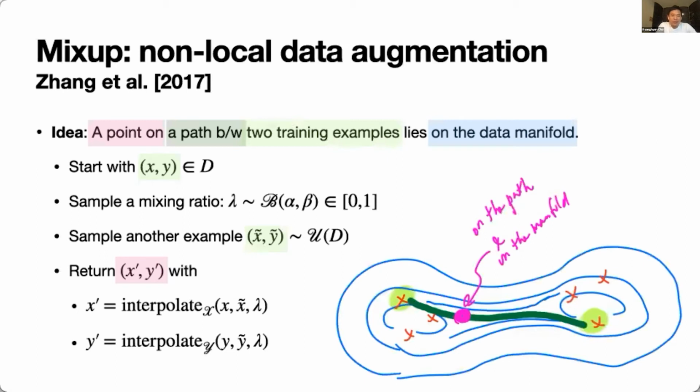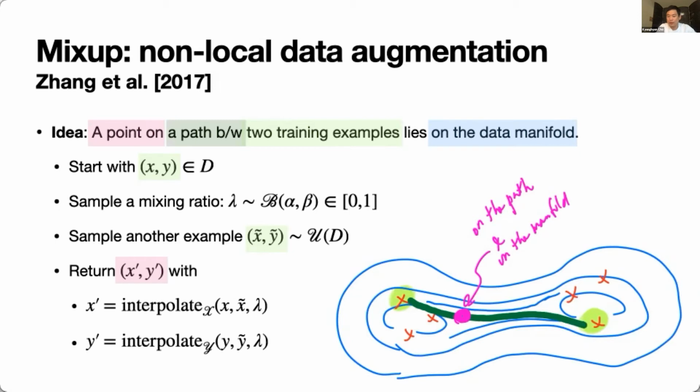Very interestingly, already in 2017, Zhang et al. proposed the idea of mix-up. That is one way to do the non-local data augmentation. They showed that we really don't need to think about all the data points in the entire dataset. Instead, we just need to see a pair of training examples at a time, and assume that any point on a path between two training examples lies on the data manifold. So we pick a random pair of training examples, look at a path that connects these two examples, pick any one point on this path, and that point is assumed to be on the manifold. That is how we create all these perturbed or augmented training examples.